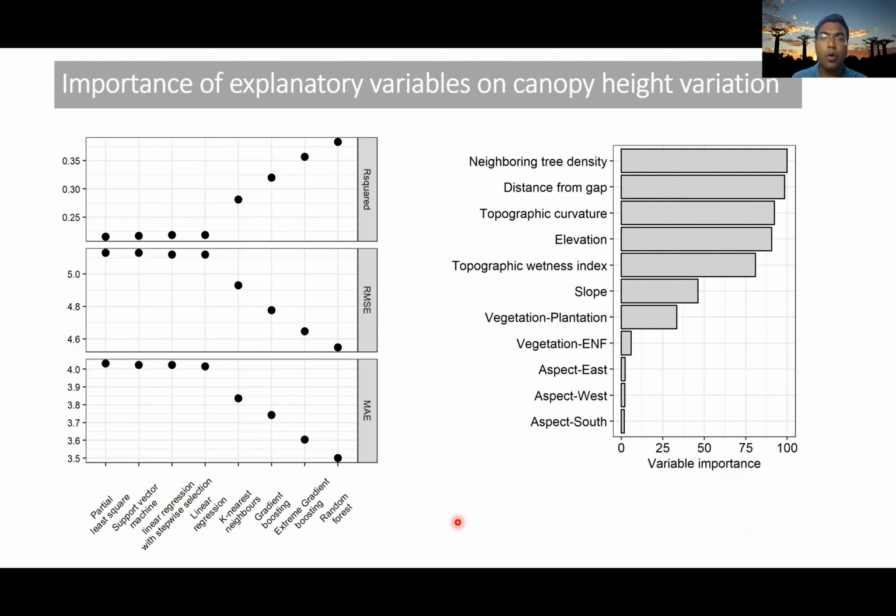So we put all the information that we have into multivariate models. We found that the machine learning algorithm, random forest, explained the most, explaining 40% of the variation of canopy height. So we also saw the variable importance in the random forest model, and we found that the topographic features are one of the important ones, but in addition to topographic features, other factors like neighborhood tree density and distance from the gap also shape the canopy height variation.